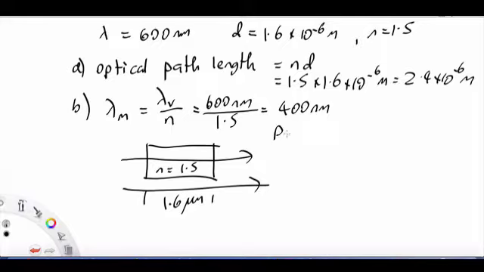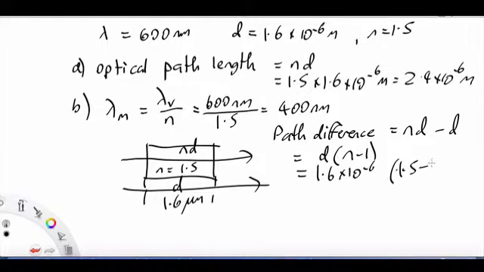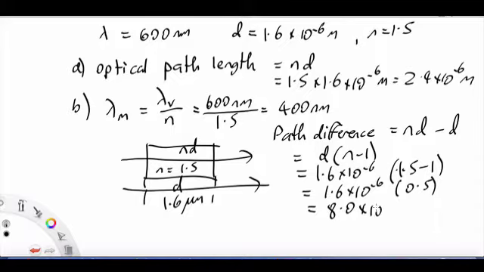So the path difference, because in here it's just d, and in here it is nd. So it is just the difference between the two, which is d times n minus 1, which is 1.6 by 10 to the minus 6 times 1.5 minus 1, and that is 1.6 by 10 to the minus 6 times 0.5. So we have 8 by 10 to the minus 7 meters.